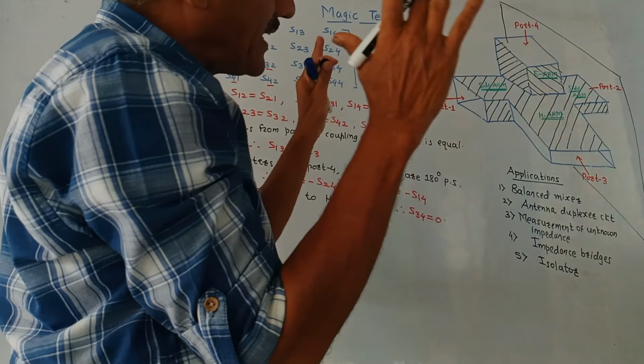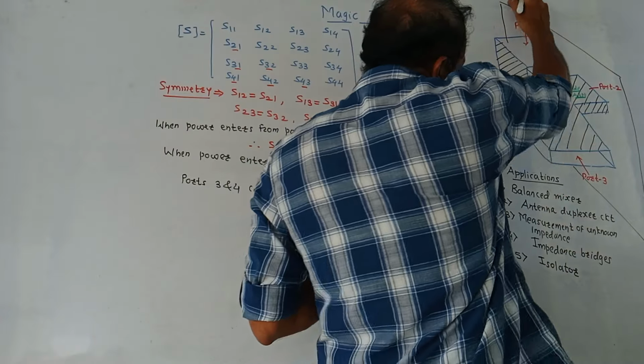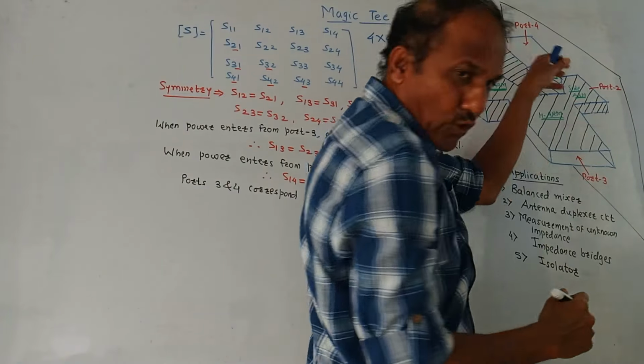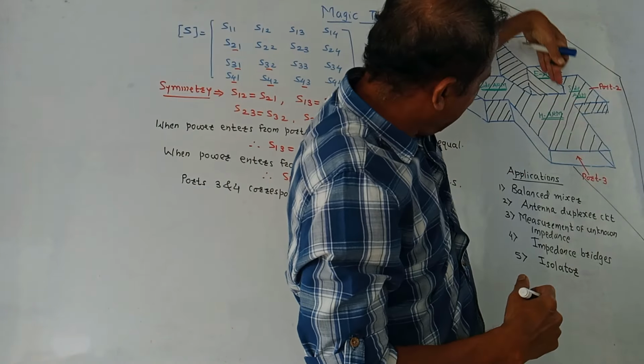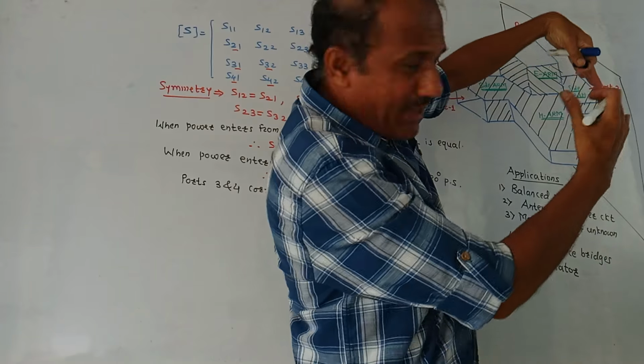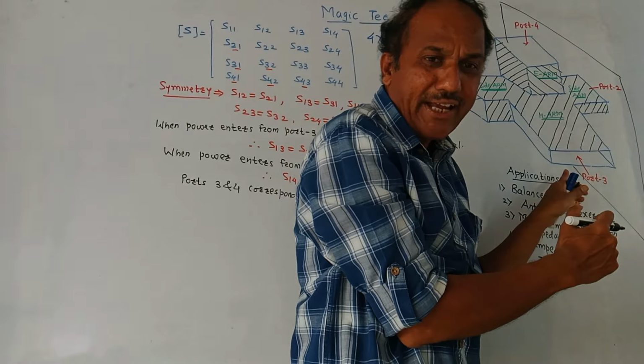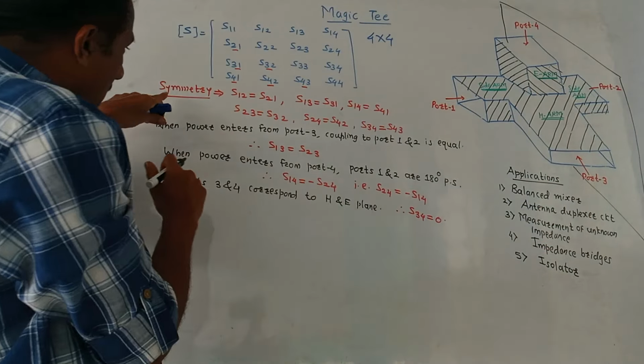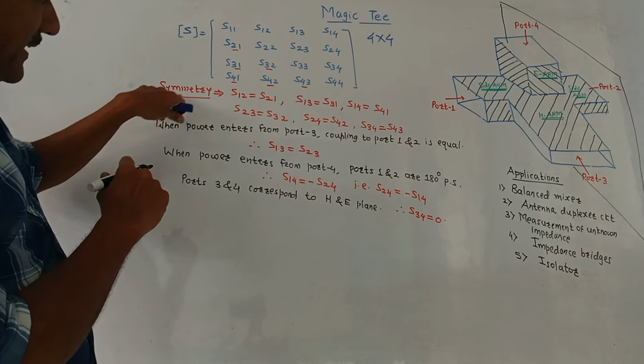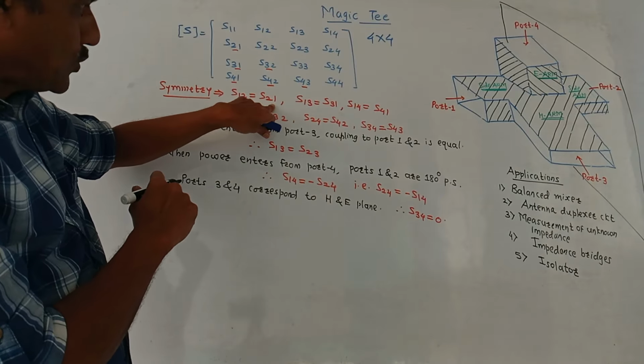So this is called condition of symmetry. This particular plane which I have drawn with black ink represents the plane of symmetry, meaning at both sides you are getting equal structure. So this is called plane of symmetry. The condition of symmetry can be written as S12 is equal to S21.